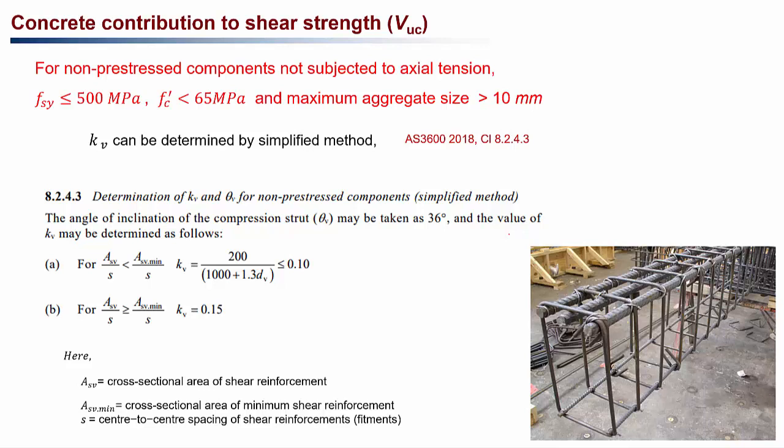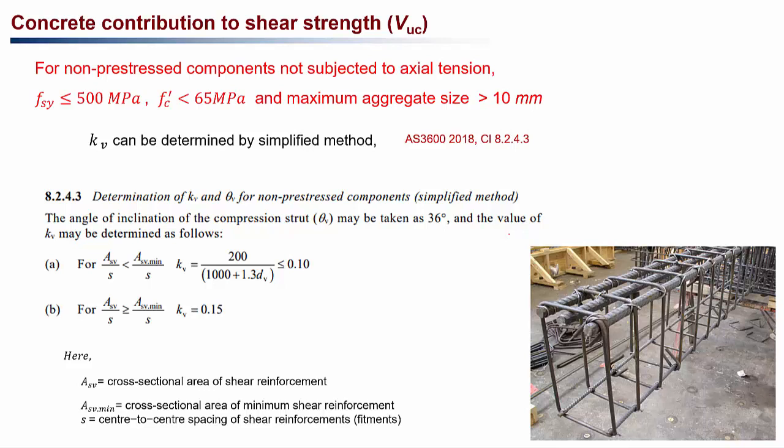And this simplified method can be used when the yield strength of the steel fsy is less than or equal to 500 megapascal, and as we know that for Australia fsy is 500 megapascal, so we are fine with that. And the concrete strength is less than 65 megapascal, for normal concrete, and the maximum aggregate size greater than 10 millimeters. So if all these conditions are satisfied, we can use this simplified method to find KV according to clause 8.2.4.3.